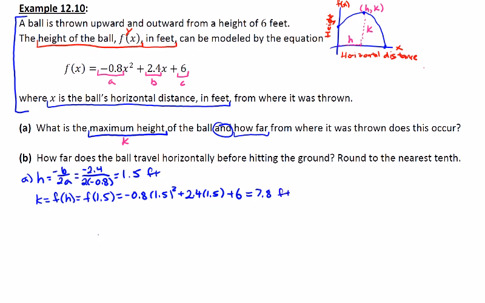So we have the value of K, the value of H, which represents the height and the horizontal distance that is associated with the vertex, or the maximum. So then we just write a little sentence that would answer the question. Here's an example of what that might look like.